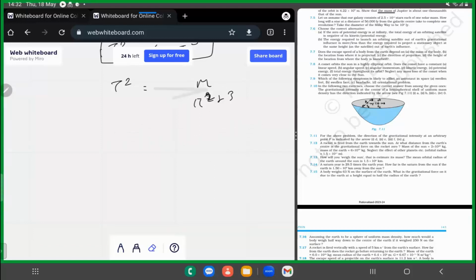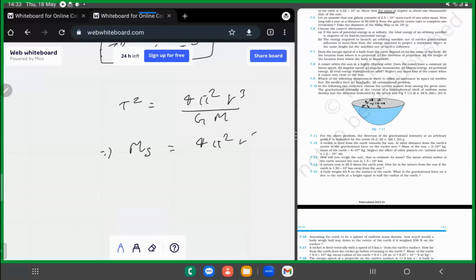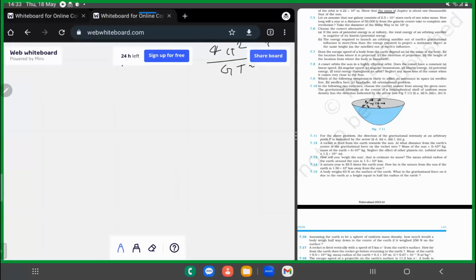There is some mistake in this formula. So T square is directly proportional to the R cube. So we can say that T square equals 4 pi square R cube by GM. Yeah, this is correct. So from here we can say that the mass of the sun is equal to 4 pi square R cube by G T square. If we put all the values, because all the parameters are already given in the question, or we already know their values.